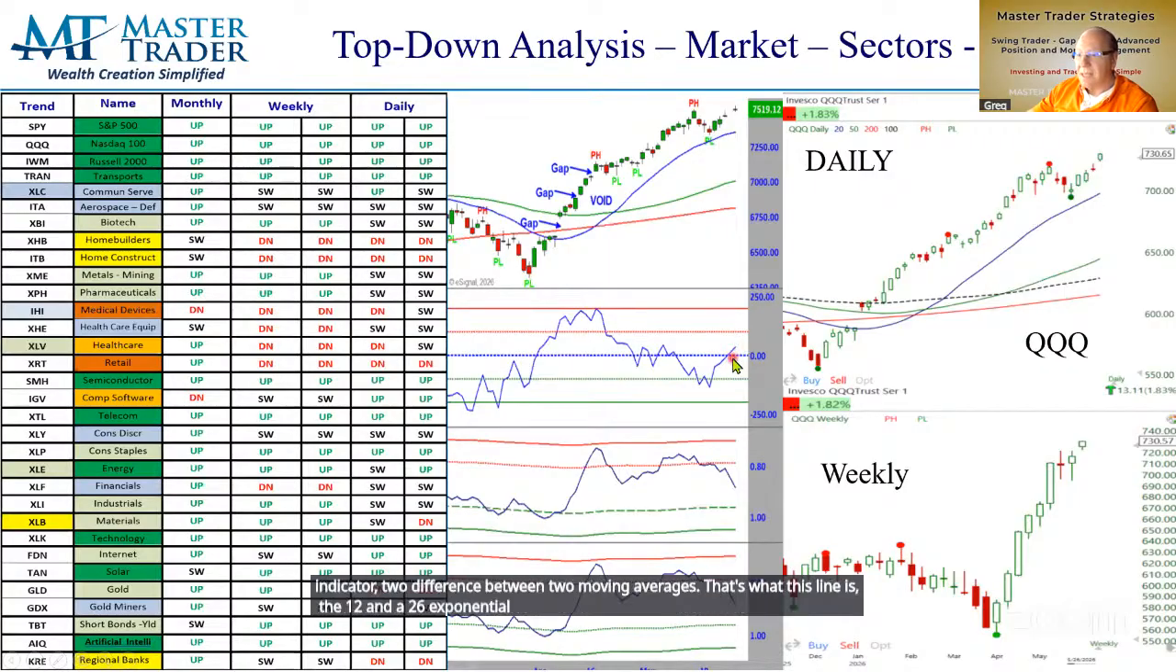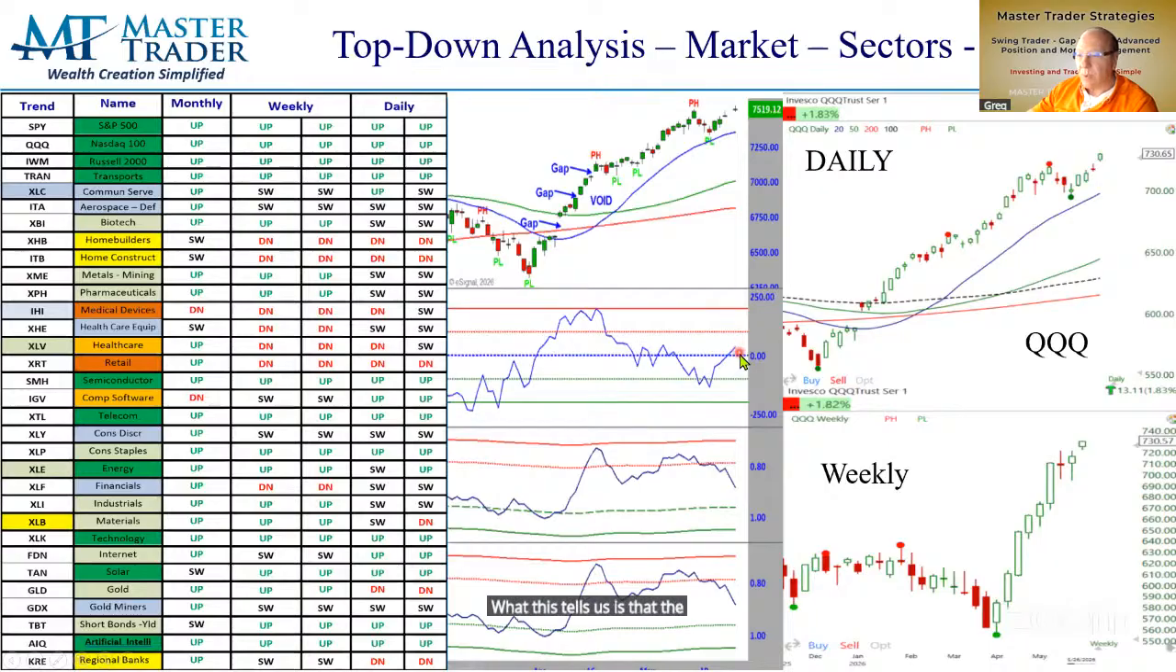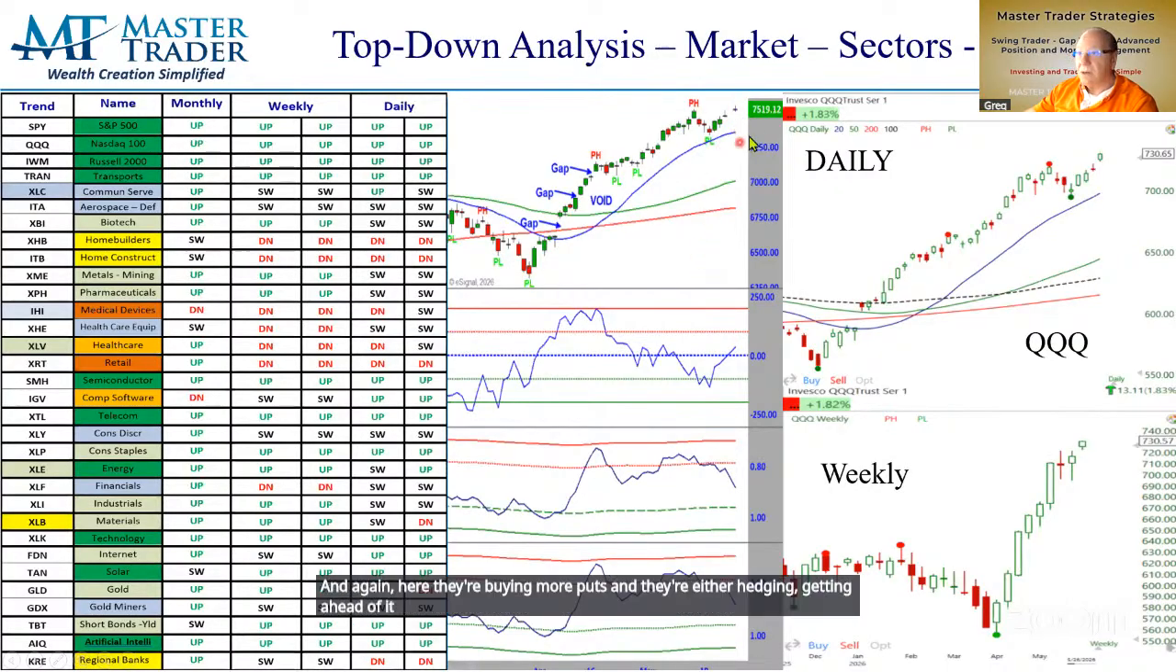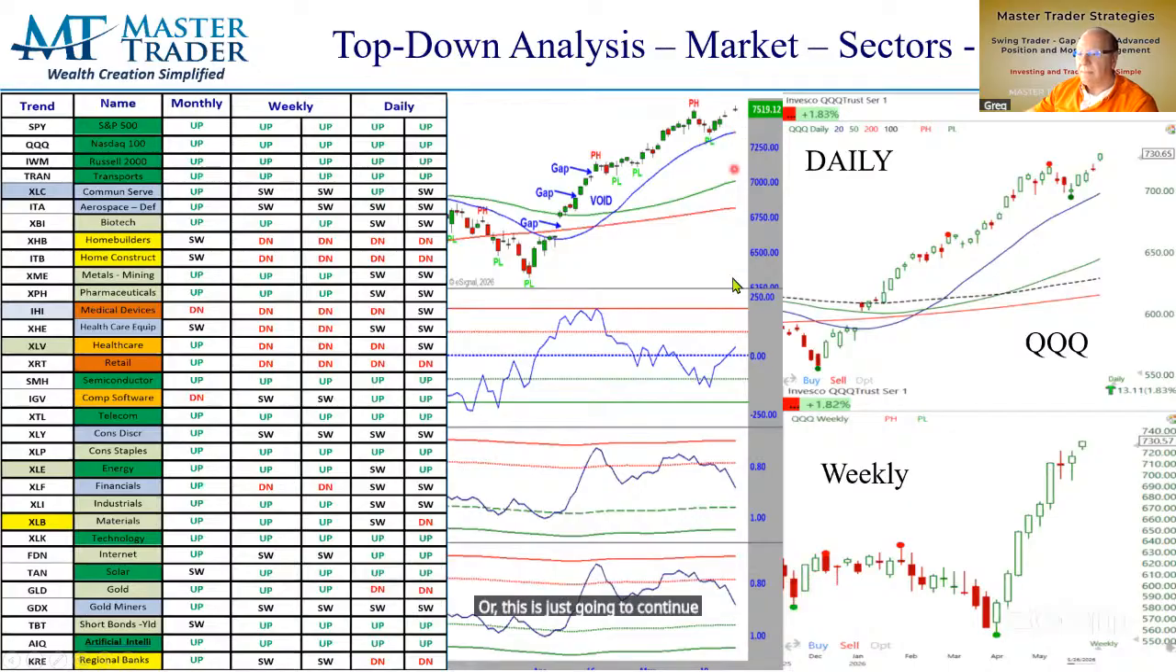What this tells us is that the 12 got above the 26. That's why it's above zero. And as it goes higher, it means that the moving average is growing further and further apart, meaning there's more stocks, there's more sectors that are beginning to improve. And again, here they're buying more puts, and they're either hedging, like getting ahead of it, or this is just going to continue to correct through time.